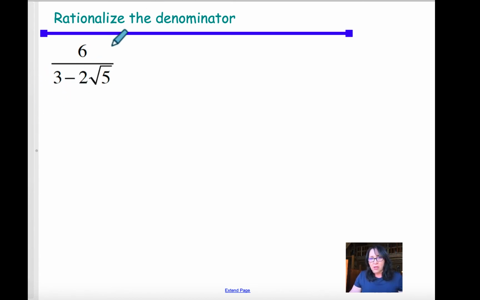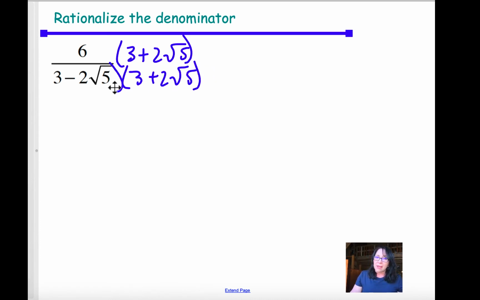So again, you would just multiply by 3 plus 2 root 5 over 3 plus 2 root 5, which is its conjugate. And the whole objective here is to lose the denominator. And so you're going to distribute. So 6 times 3, we have 18. And then 6 times 2 root 5 is going to be add 12 root 5 all over.